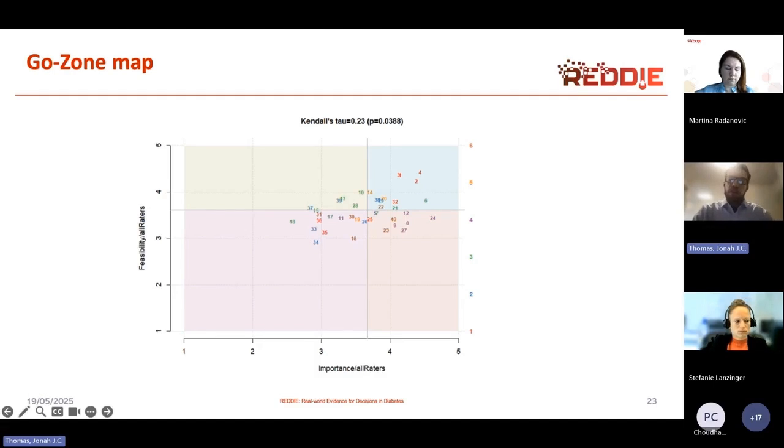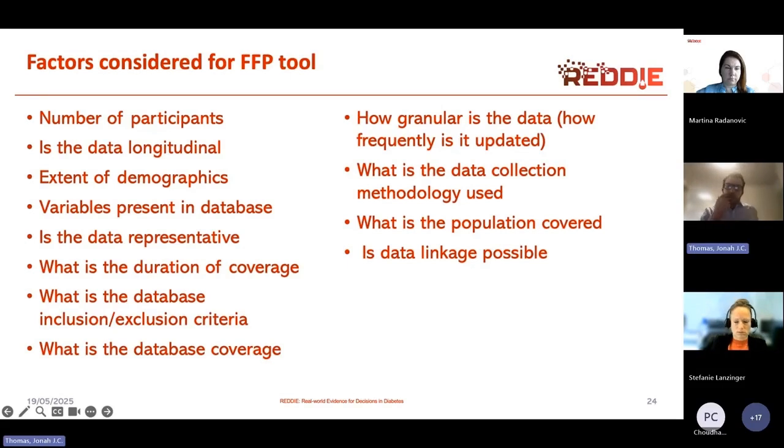So all of the statements that were included in this top light blue box were taken forward from this process and then used to create our tool. And these statements are listed here.